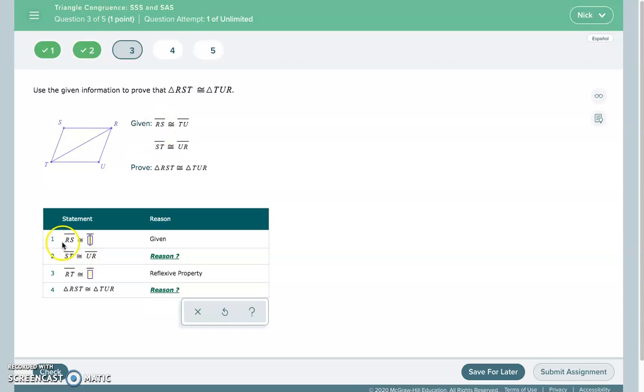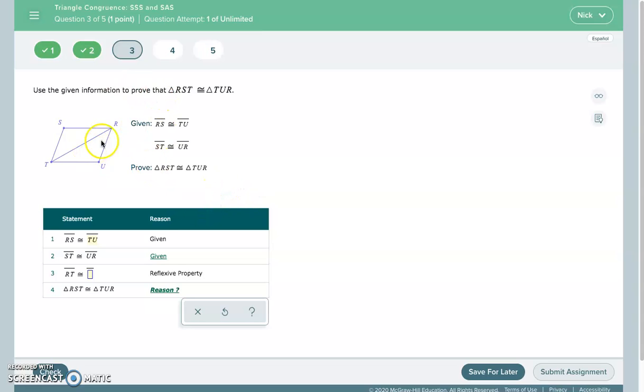So I look at which one starts with RS. This top one, line segment RS, is congruent to line segment TU. To finish this up, I just need to put in the TU. And then my next one is ST is congruent to UR, which is listed here. The reason I'm going to put in this section is given. That's basically like the original problem they gave you.